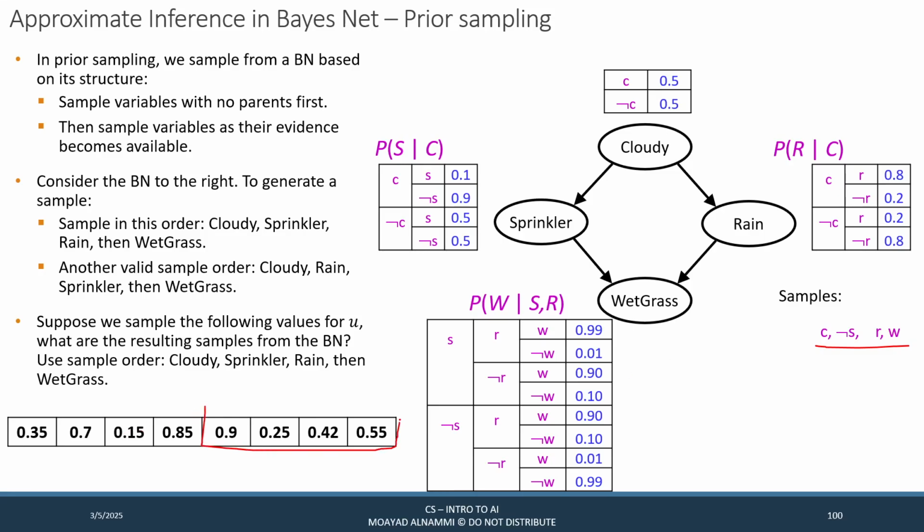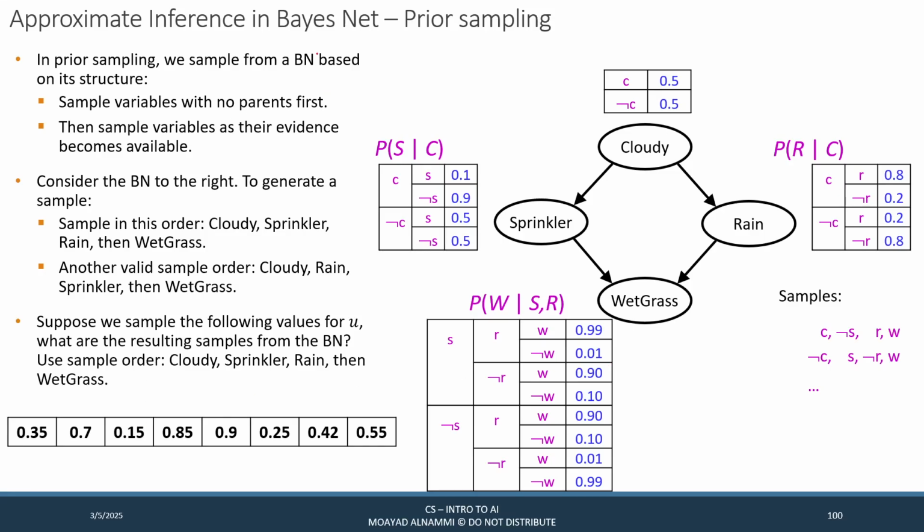What about these numbers here for you? I'll just do the first one. When U is 0.9, it falls in this bracket. So I sampled not C, right? And then not C for the sprinkler falls in this bracket. I get 0.25, so that's S. And then not C is in this bracket for R. I get 0.42, which is in this bin here, so this is not R. And then finally, S and not R is this bracket here. And then I get 0.55, which is the first bin. So that's a W. So it's not C, S, not R, and W.